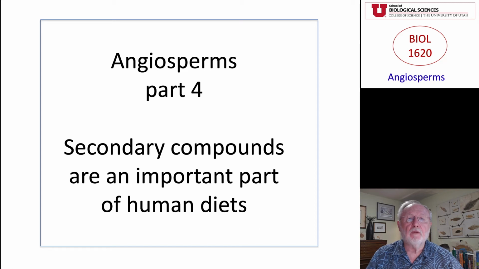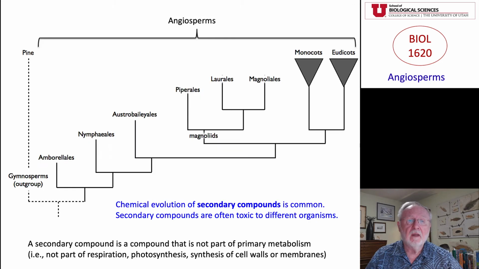Here in part four, let's talk about another aspect of angiosperm evolution, often associated with the coevolution between plants and animals. That is the presence of secondary compounds and how they are now an important part, not only of plant-animal interactions, but an important part of human diets.